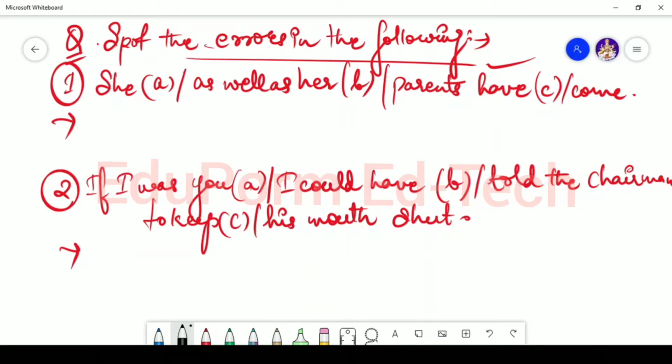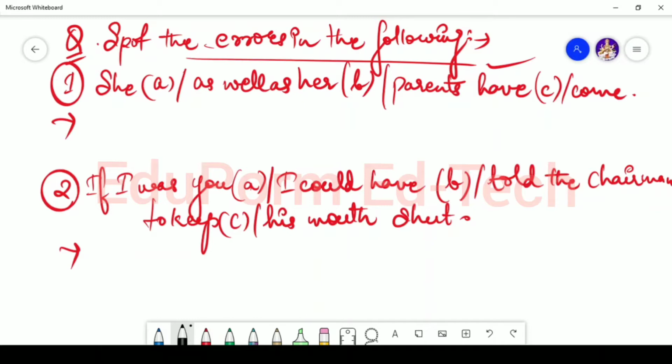Now the first question says that "she as well as parents have come." Now search for the verb here. The verb is "have" here. Now let's read the sentence again. The sentence has "she as well as parents." So parents is in the plural form and she is the singular form.